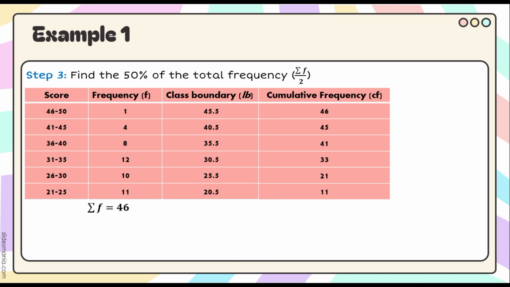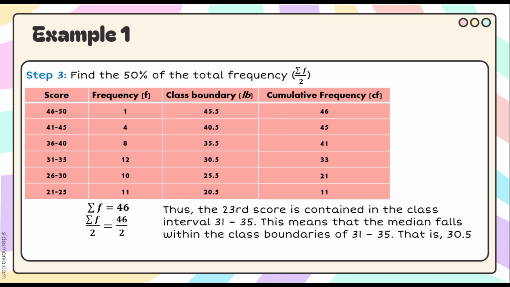So again, summation of f is equal to 46 divided by 2. So 46 divided by 2 is equal to 23. Thus, the 23rd score is contained in the class interval of 31 to 35. This means that the median falls within the class boundaries of 31 to 35, that is 30.5.